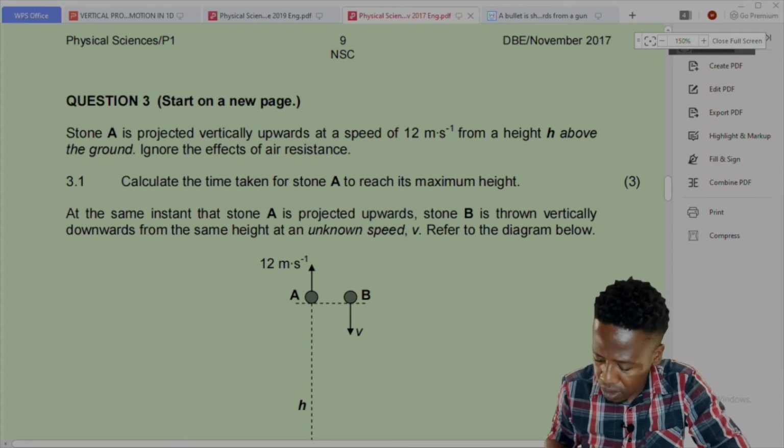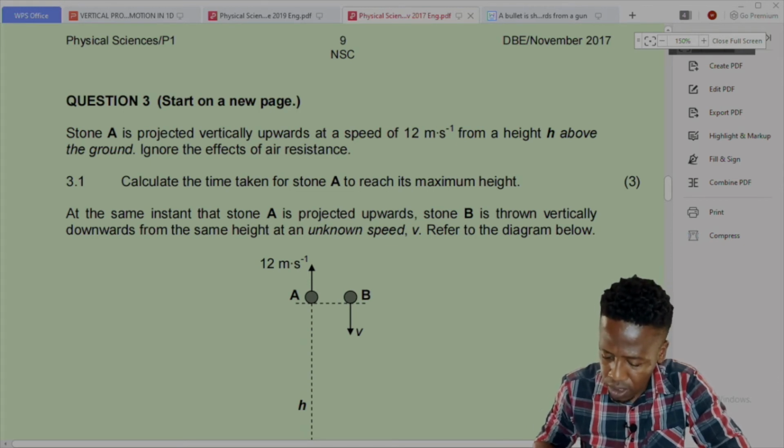Now our gravity would be negative 9.8 meters per second squared. What else do we know there? We know our initial velocity, which is 12.